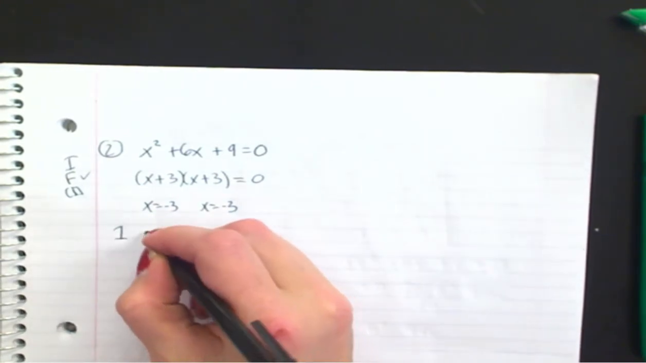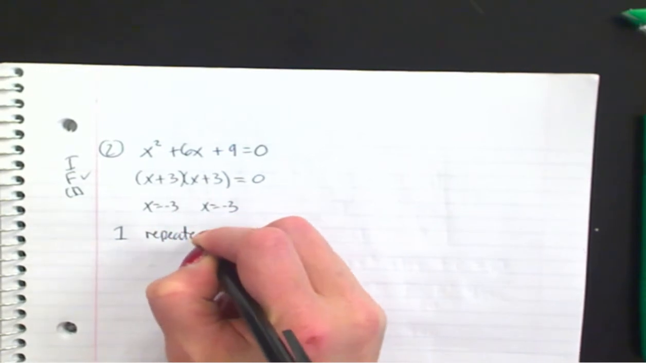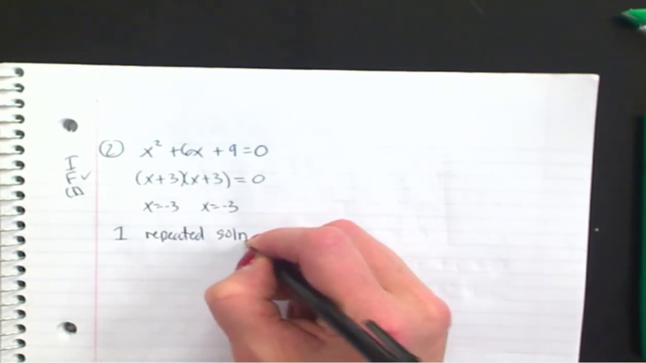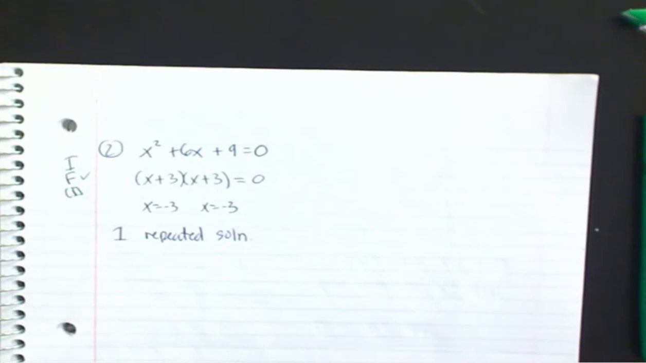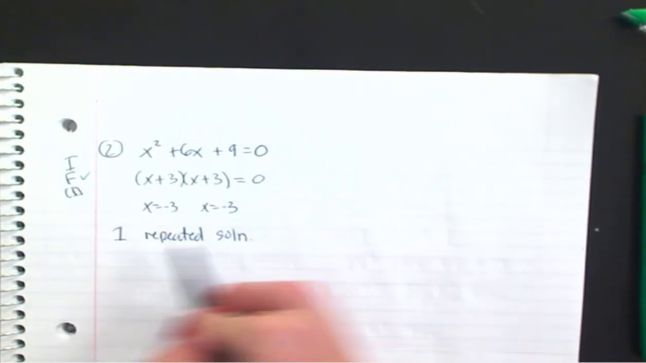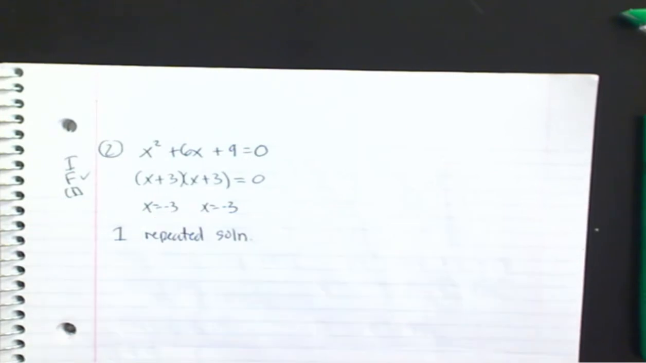There is one repeated solution. But there is only one number up there, -3. Okay? Right, let's pick our, we counted, right? There's one of them. It is real.